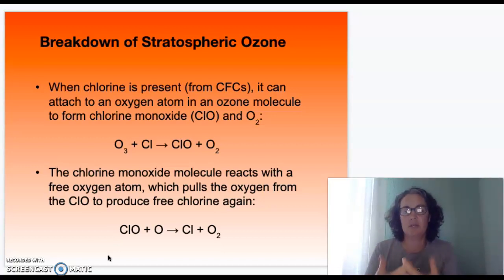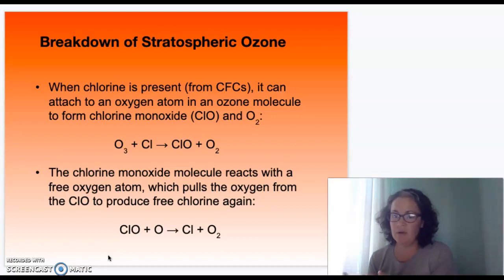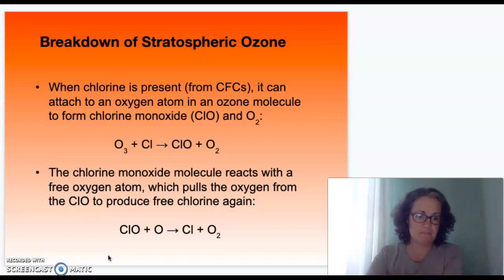So when the ozone is broken down, the chlorine binds to it, and now that oxygen is not available to be reattached to an O2. And so that oxidation interrupts the formation of ozone. Chlorine monoxide molecules react with a free oxygen, and then they pull that free oxygen out of the ozone producing process.